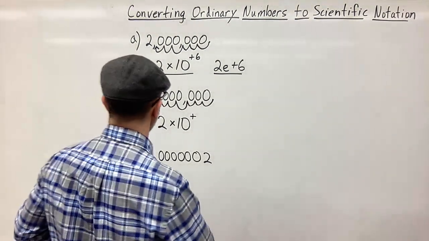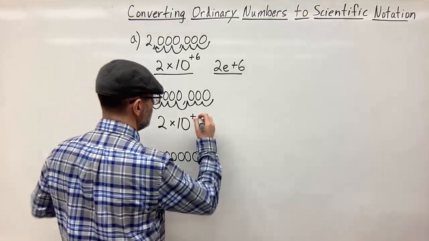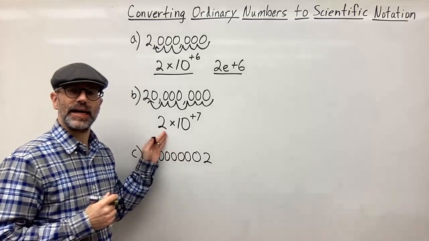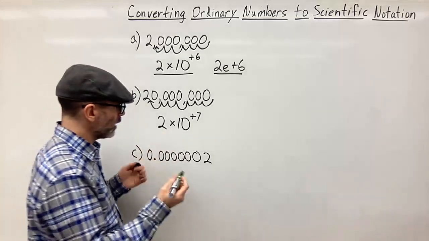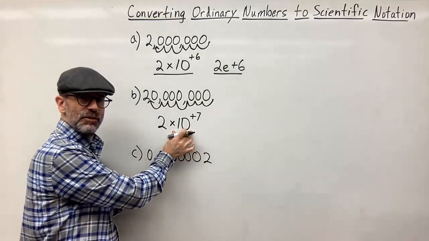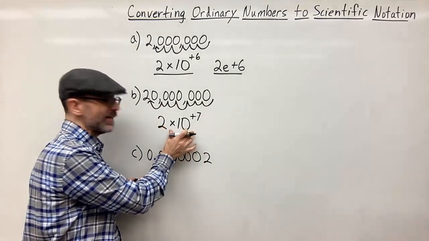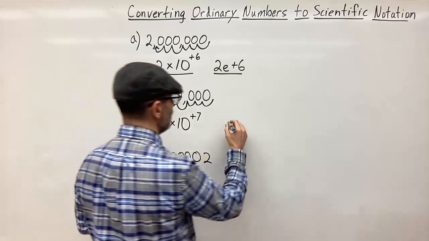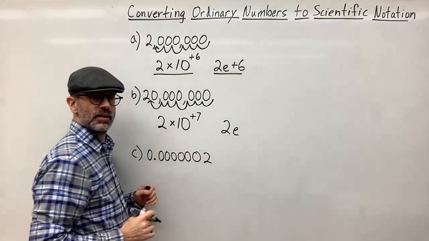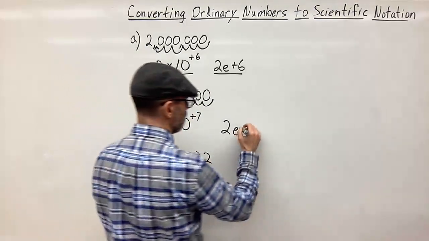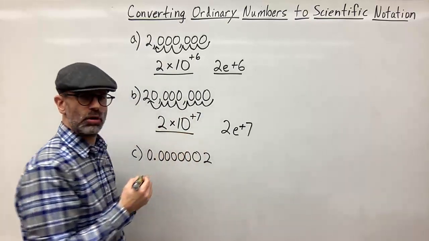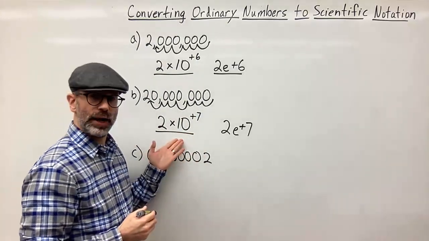So we're going to have a positive 7 here. And so there now it's in scientific notation. I can put this in E format. So remember, for the E format, the times 10 is replaced by the E. So it's 2E. And then you just put the exponent. Again, this is the usual way you do this.